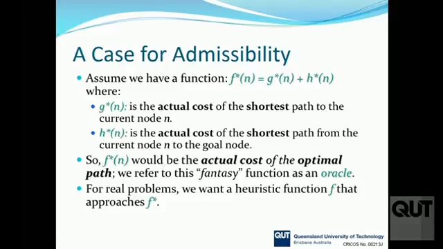We refer to this kind of function as an oracle. It's a kind of tool, a way to characterize a solution that we don't have, and then try to fashion our approach around this fantasy function. So what we want really is a heuristic function that begins to approach this fantasy function. We obviously already know we can't get f star, but we want a function that comes close to it.